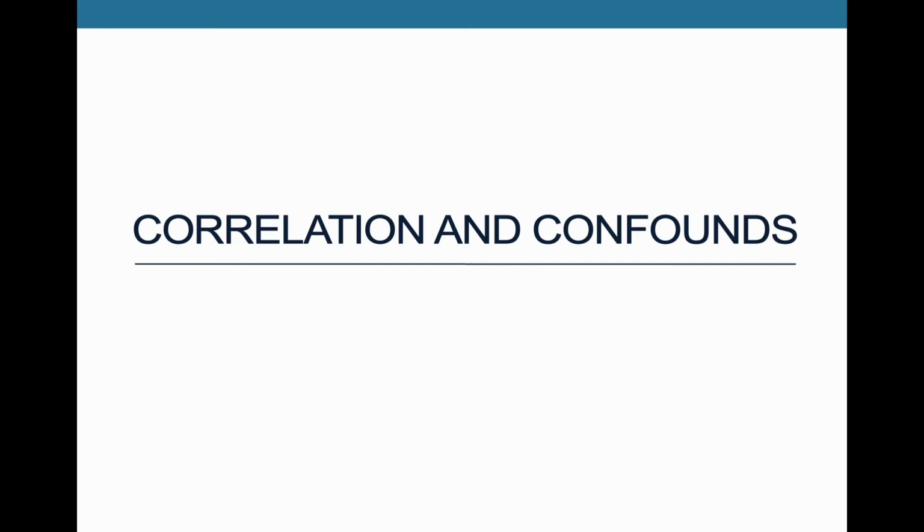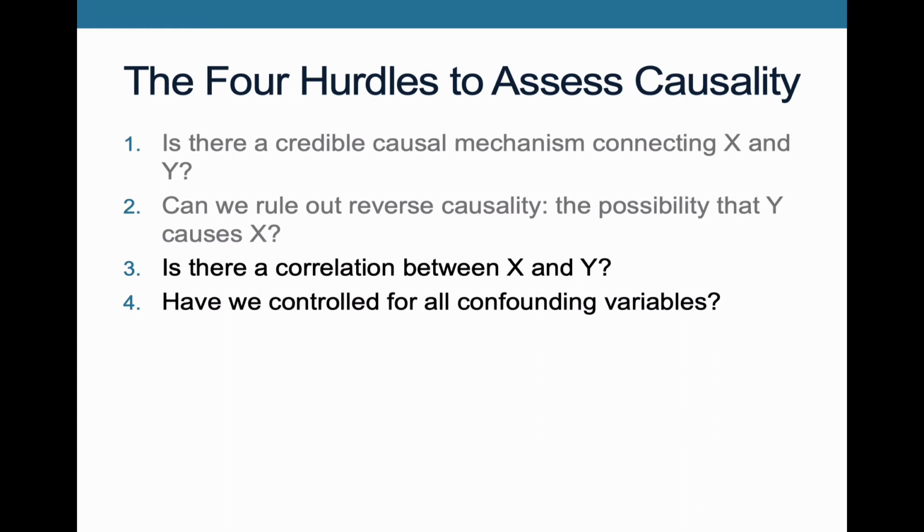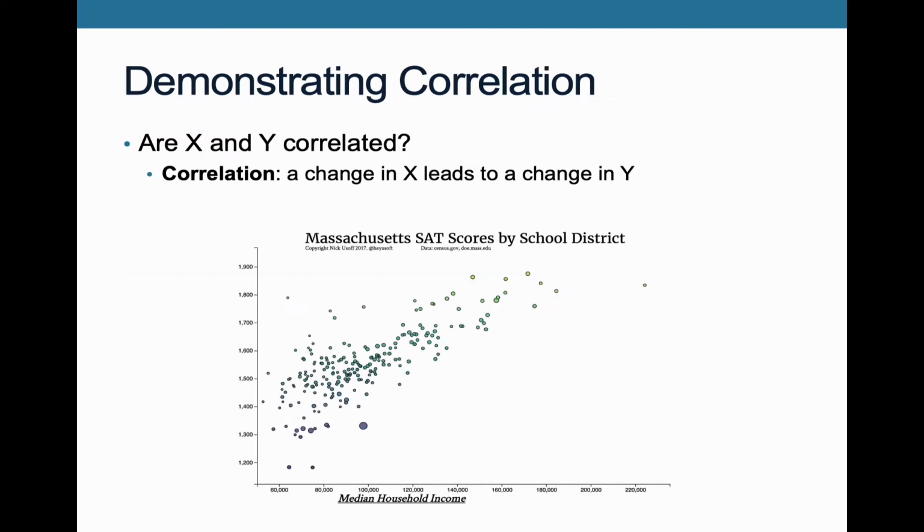This lecture is going to look at correlation and confounds. So we've already covered a number of the 4 hurdles to assess causality, and now we're going to focus on the 3rd and 4th in this video lecture. The 3rd one is whether there's a correlation between x and y, and the 4th hurdle is whether we've controlled for all confounding variables. So let's talk through those.